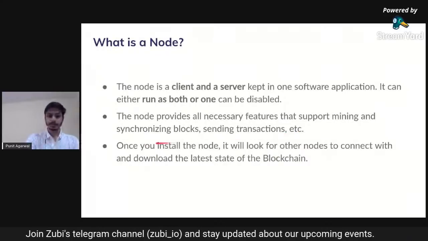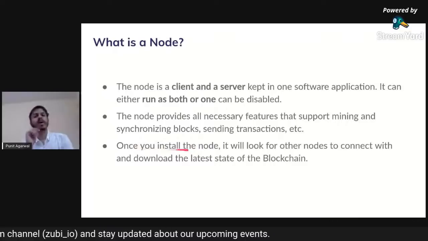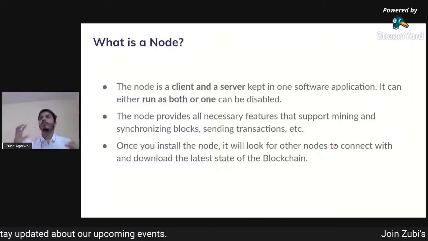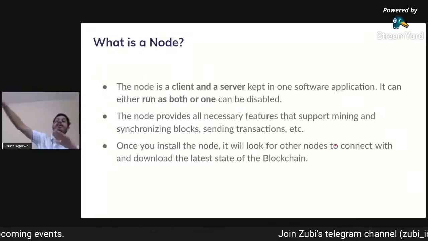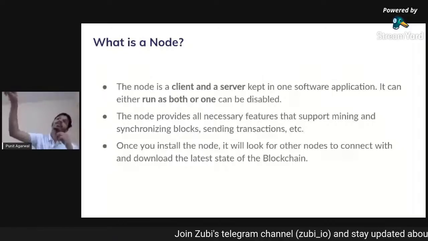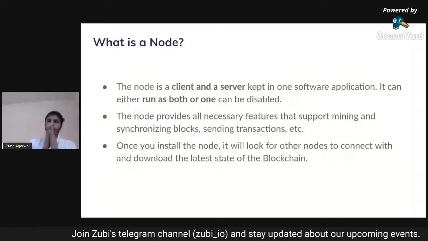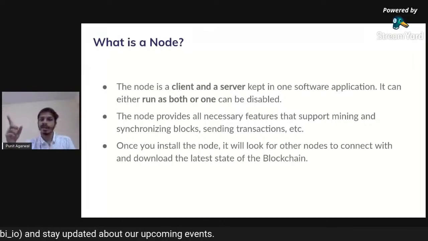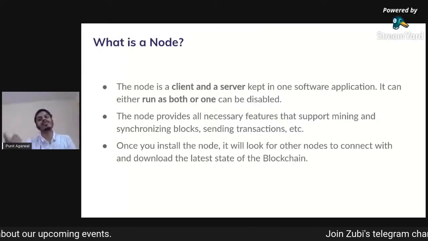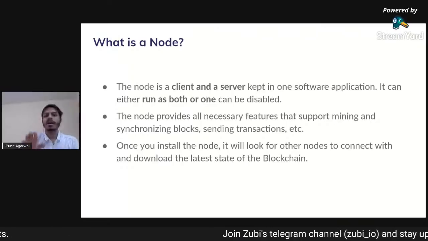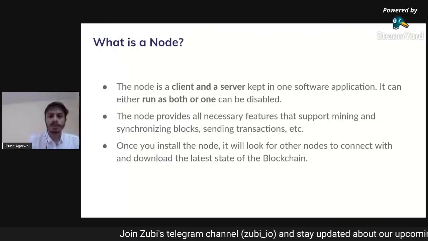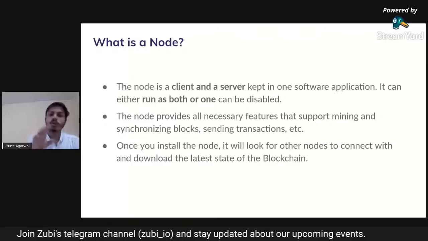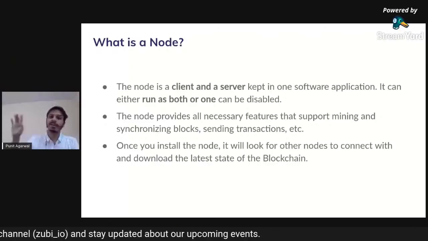So once you install the node, it will look for other nodes. So why will it look for other nodes? Basically to understand that, okay, there are these many nodes and that node has broadcasted. So for him to broadcast, I need to know him, right? Otherwise, how will I know that someone is sending a broadcast? Like for you to come to this webinar, you had to know about this webinar. You might have heard it somewhere.